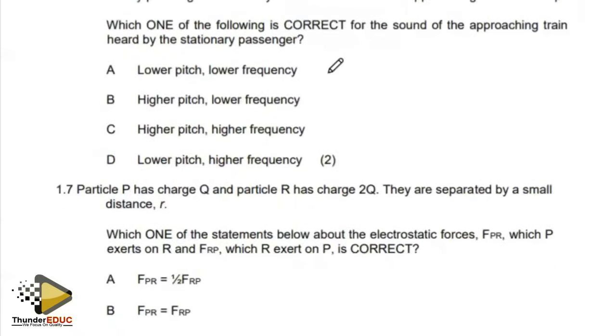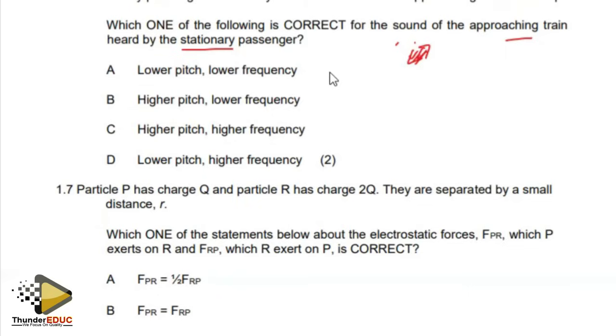Then 1.6, the stationary passenger at a railway station listens to a train approaching at constant speed. So this is the Doppler effect. Which of the following is correct for the sound of the approaching train that is heard by the listener? For as long as the source is approaching, we expect the listener to get the loudest sound. And if the sound is the loudest, it has to be a higher pitch.